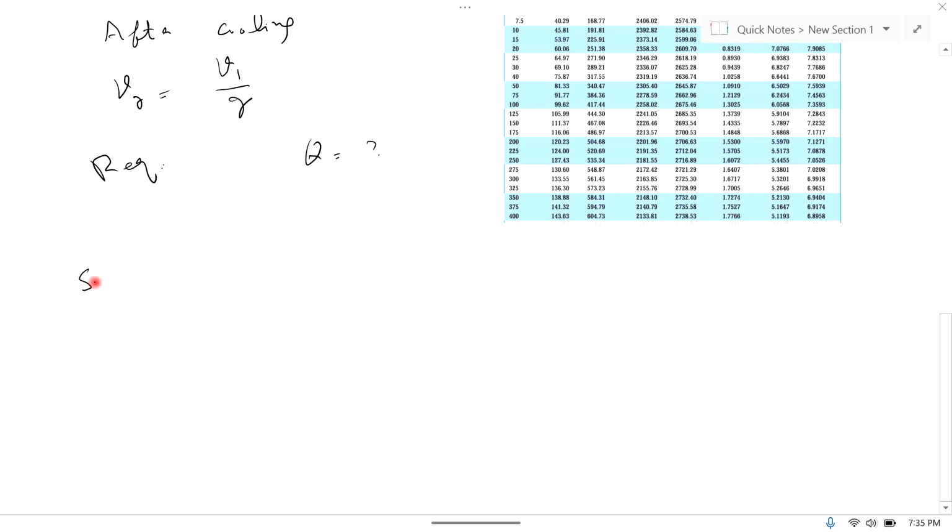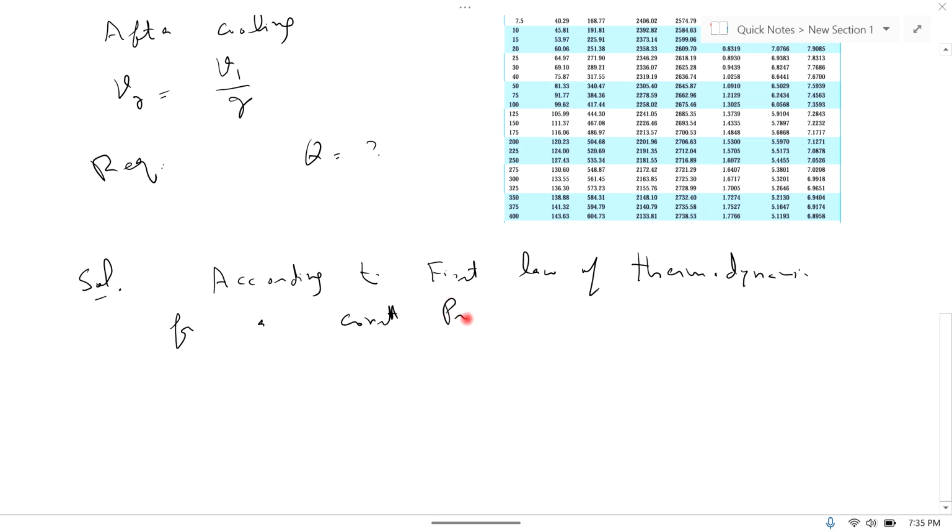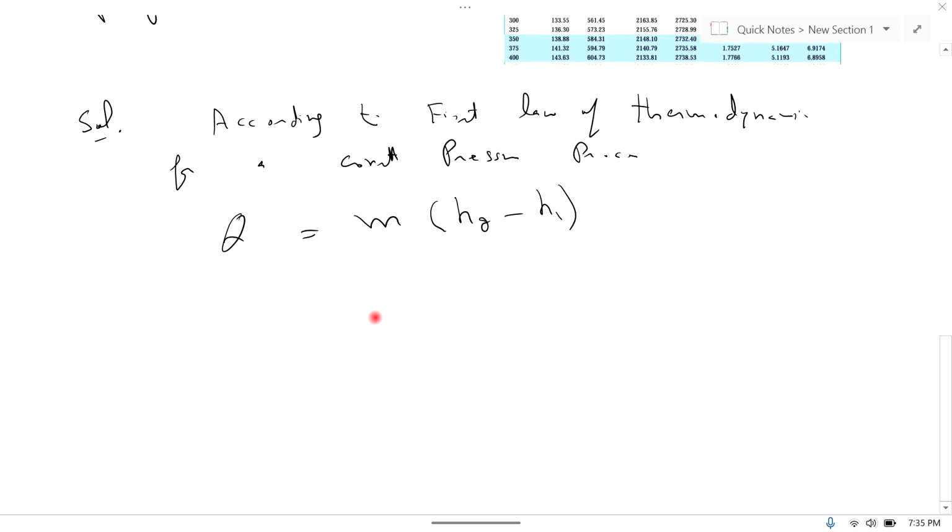So here we start the solution. According to the first law of thermodynamics, for a constant pressure process, Q is equal to M into H2 minus H1. M is given, and first we find H1 and V1 from state 1.